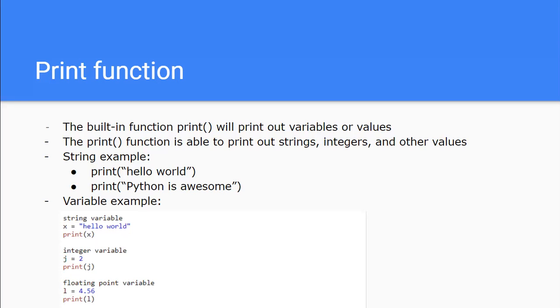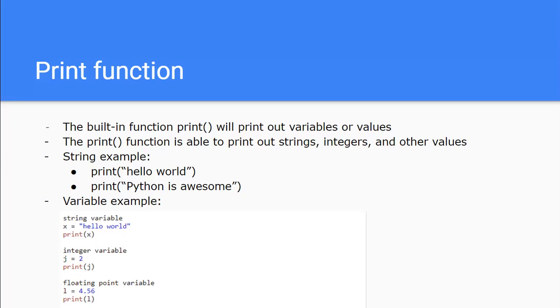A string variable. X is equal to the string hello world, and print X. And remember, although X is technically equal to a string, you wouldn't put the quotation marks, because we're printing out the variable. We want to print out the variable X, which is associated with the hello world. So you wouldn't need to put quotation marks. The second example, j is equal to 2, print out j in this format.